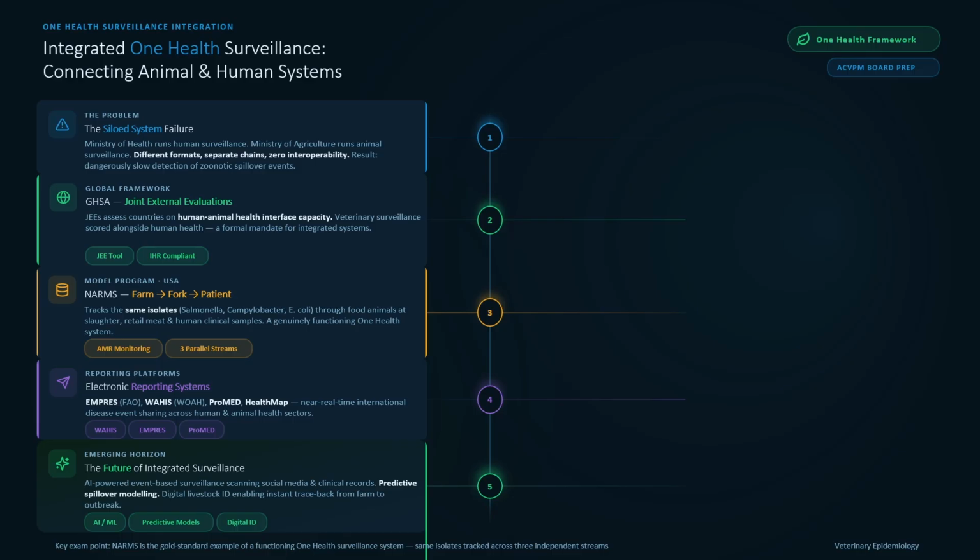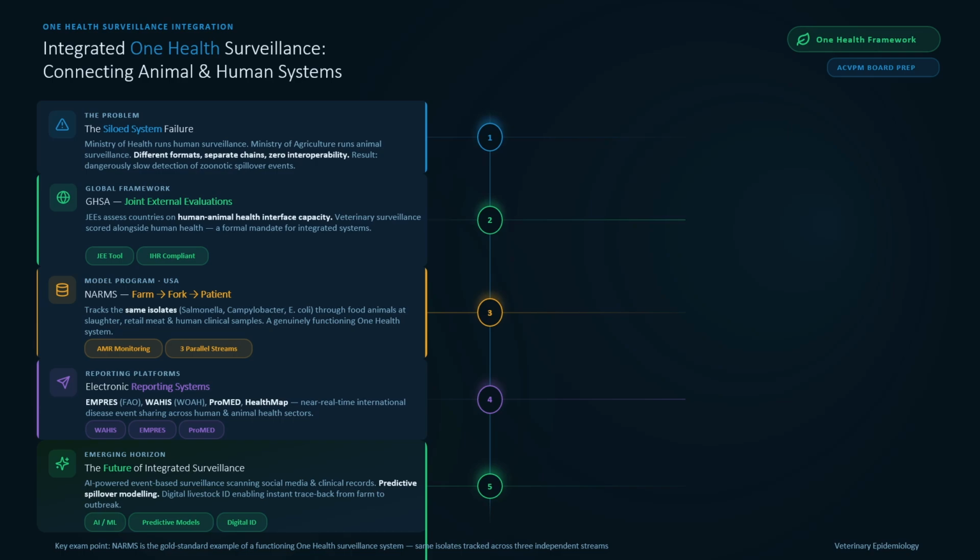The model program to know cold is NARMS, farm to fork to patient. It tracks the same isolates, Salmonella, Campylobacter, E. coli, through food animals at slaughter, retail meat, and human clinical samples, run jointly by CDC, FDA, and USDA. That three-stream design is what makes it a genuinely functioning One Health system, and it's the gold standard example for your exam.